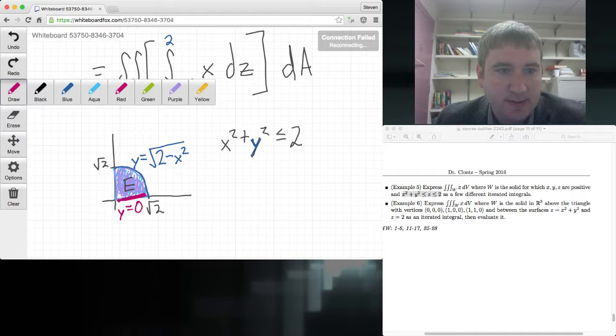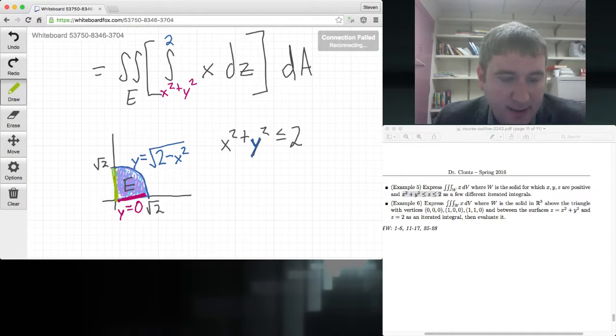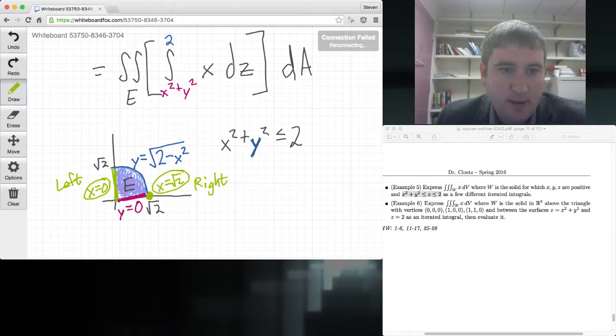Last but not least, what about my x values? Well, my leftmost x values are where x is equal to 0. My rightmost x value happens right here at the base. That's where x is equal to square root 2. So there's my left, there's my right value. Here's my top curve, not to be confused with the top surface. And here is my bottom curve.